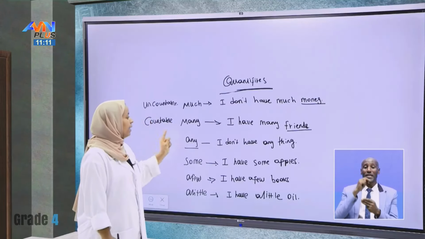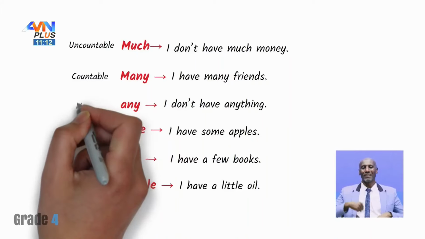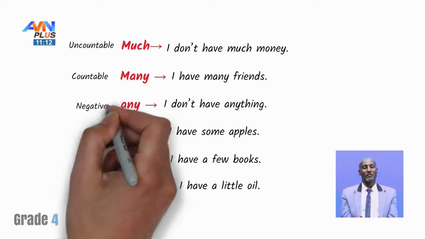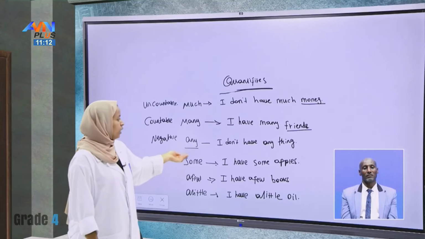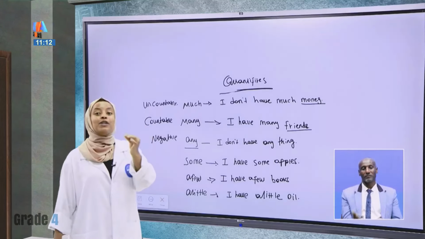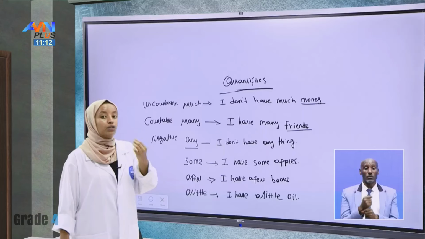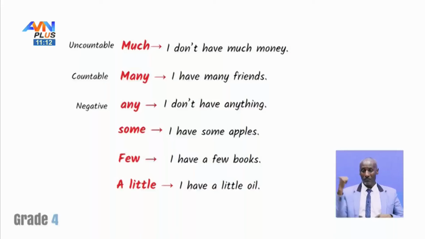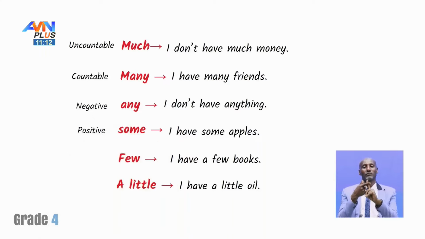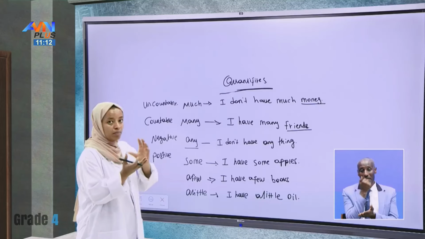And here is any. I don't have anything. What I said here is a negative form. Maybe you can't share the thing with somebody, so you can say, I don't have anything. And you can use any with a question too: Do you have any? When we come to some, it's positive. Some: I have some apples. Not many of them, but I have some apples.